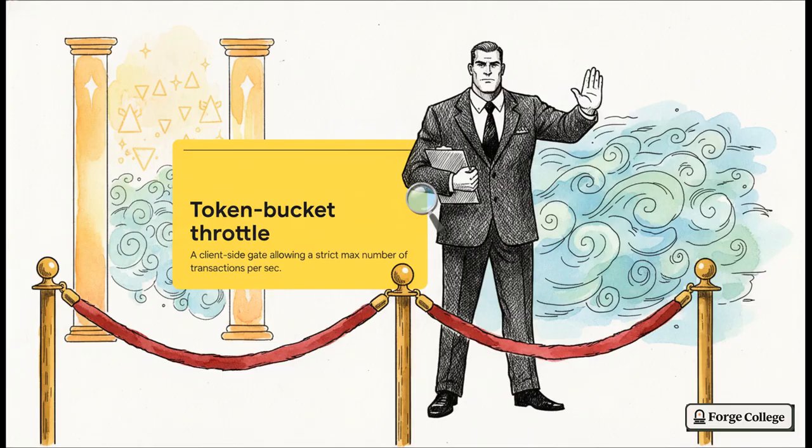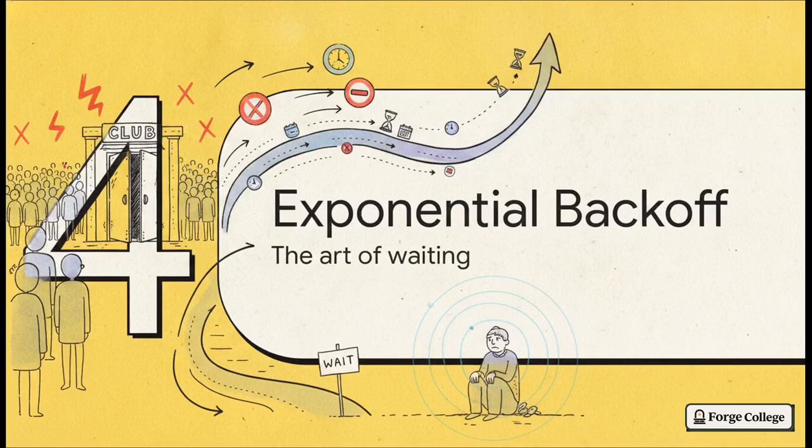It completely stabilizes the load by holding back the excess, making sure the server never gets overwhelmed by a sudden stampede of traffic. Which leads us perfectly into Section 4, exponential backoff strategy, or as I like to call it, the art of waiting politely. Because that throttle raises a very practical question.